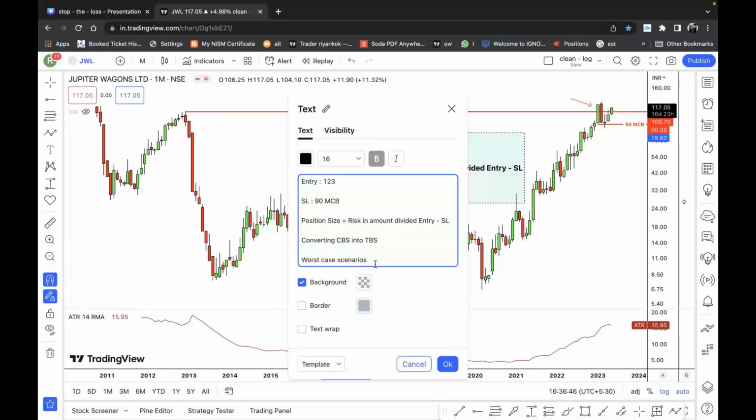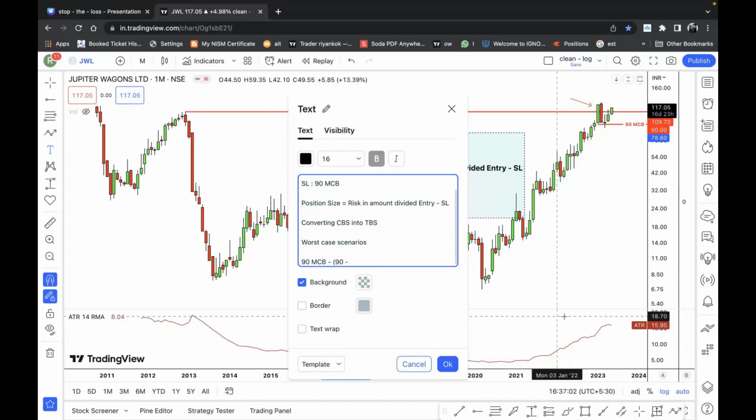Now to handle and tackle against those worst case scenarios, what we do is we convert this 90 rupees of monthly closing basis stop loss into a trigger basis stop loss by simply subtracting this level of 90 with the level of ATR at the point of breakout. पॉइंट ऑफ ब्रेकआउट था ये वाला, और ATR उस पॉइंट पे कितनी आ रही है नीचे आप देखो 13.90. So 90 minus 14, which will be 76, will be the trigger basis stop loss for worst case scenario.